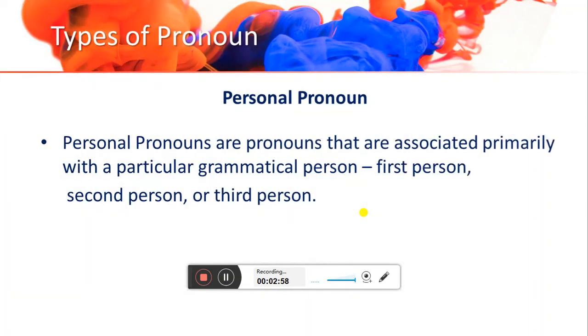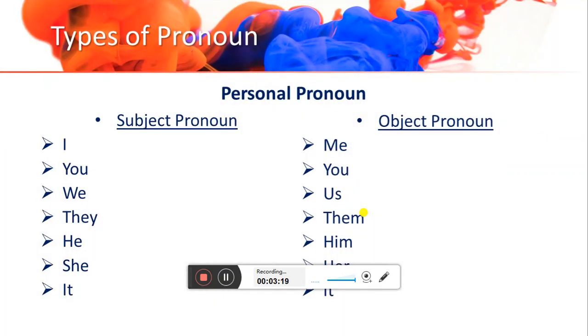First one, personal pronoun. Personal pronouns are pronouns that are associated primarily with a particular grammatical person. It tells us about point of view for first person, second person, or third person, and also tells us about gender of the pronoun. Personal pronouns are based on two types: subject pronoun and object pronoun. Subject pronouns are used for subjects in a sentence, and object pronouns are used for objects in a sentence.